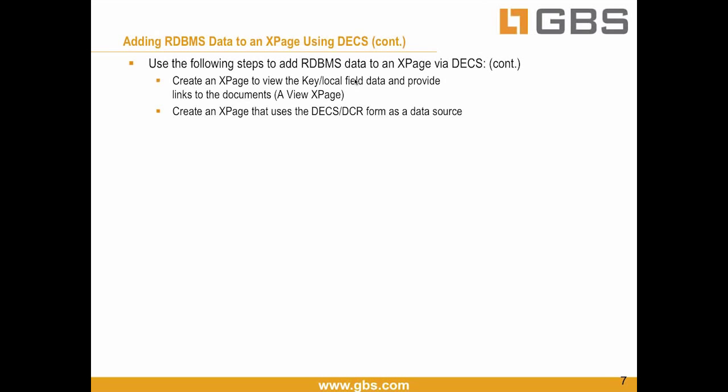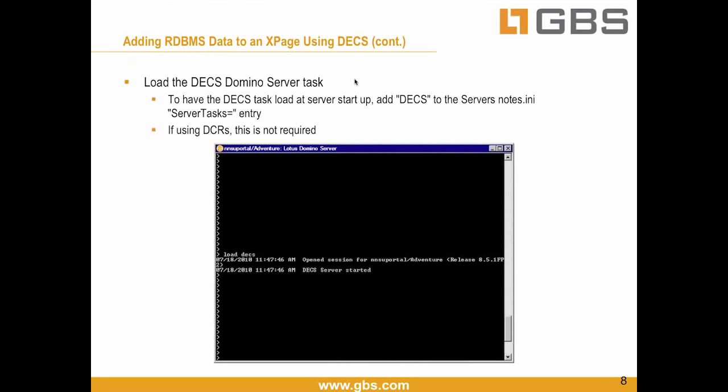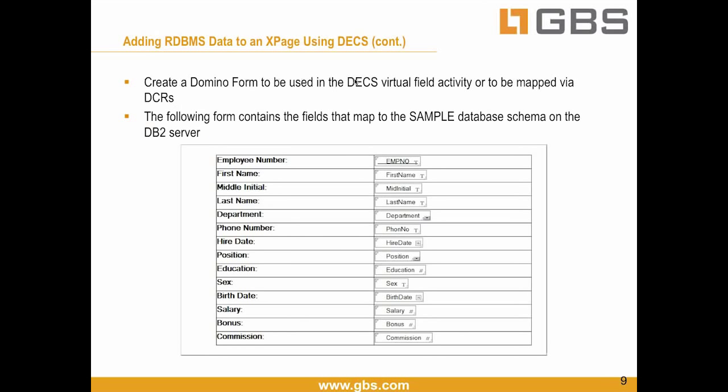Create an XPage that's going to use the DECS DCR form as the data source. So if you're using DECS or LEI, you need to make sure that those server tasks are loaded up and available so you have the back-end plumbing there. And then we create a form. You can use an existing DECS form if you've already got the DECS solution there. Simply use that form as the data source to display and work with the underlying data.